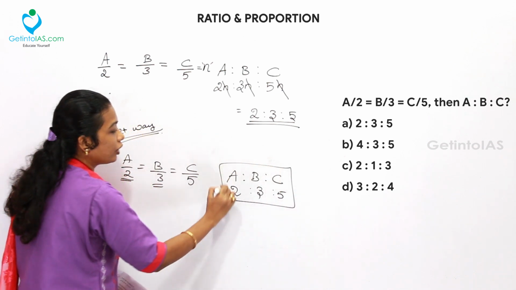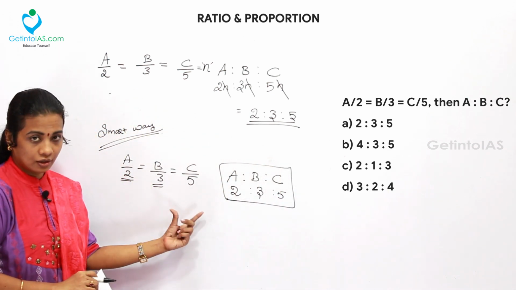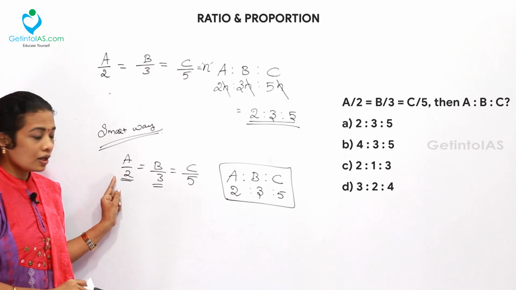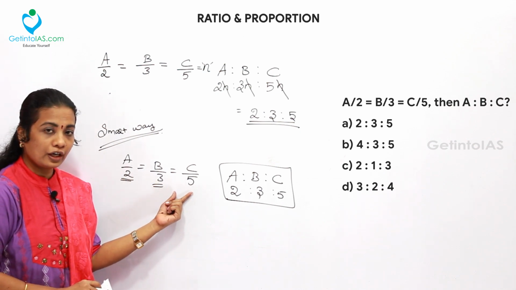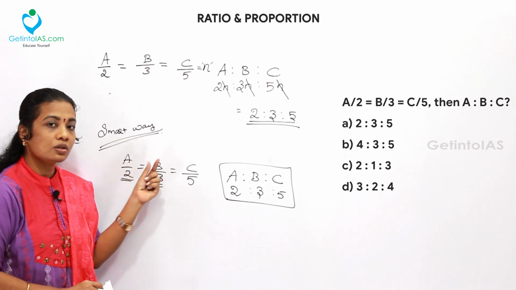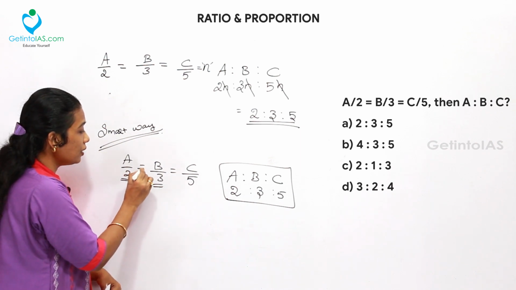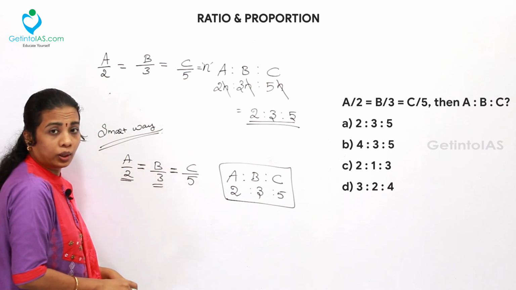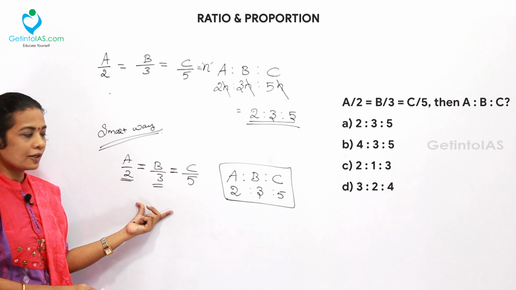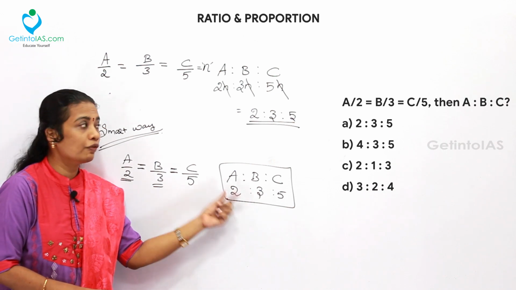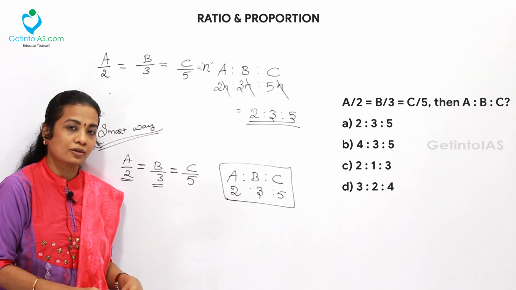In a smart way you can do this, but only when the conditions are met: the first condition is the denominators must have different values, the numerators must possess different variables, but all the things must be equal. When these three conditions are satisfied, you can use this trick. Without any calculation, you can say the answer also.